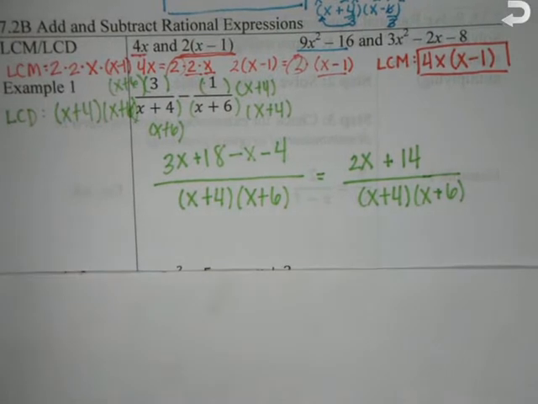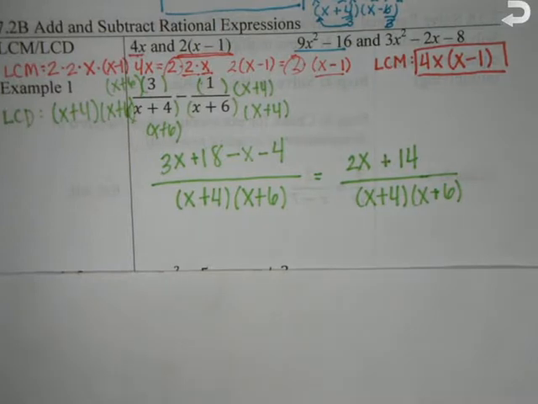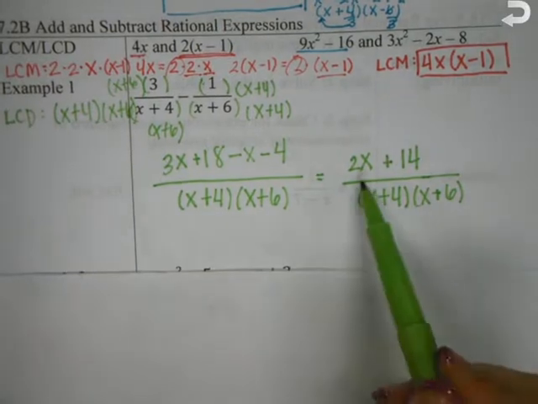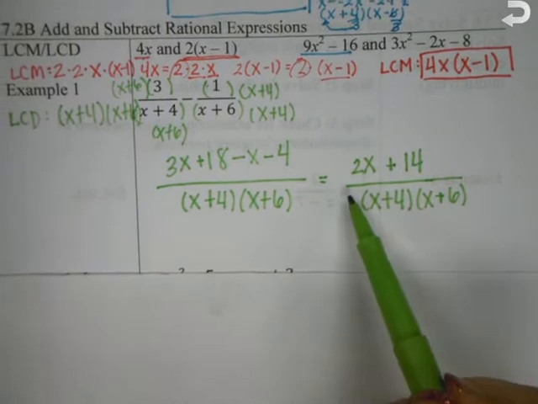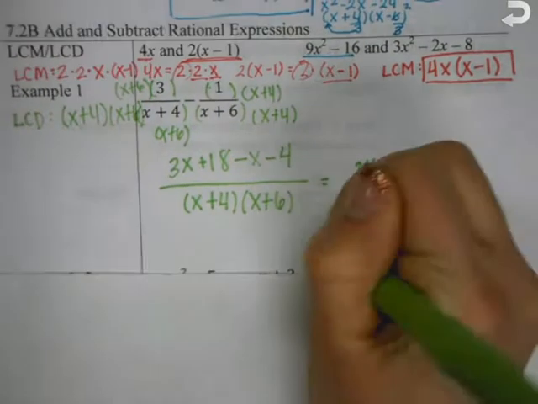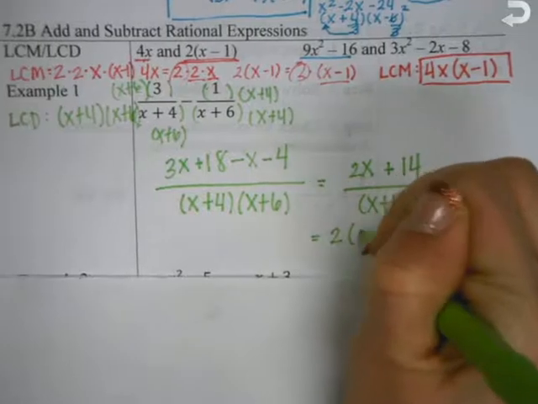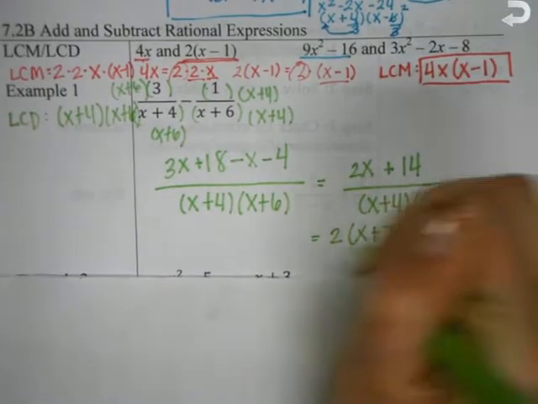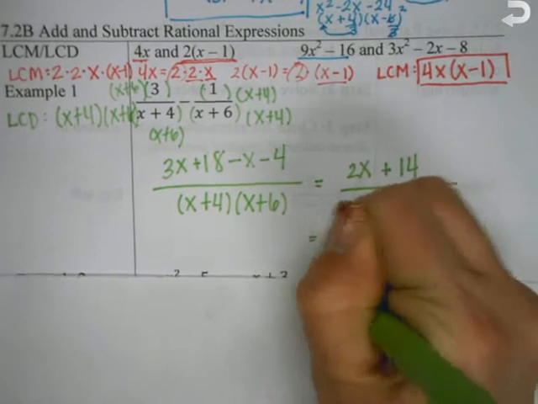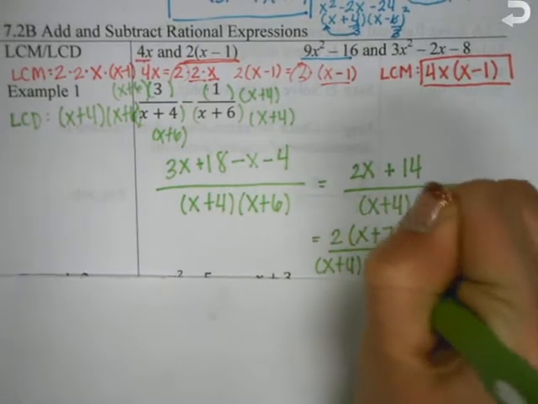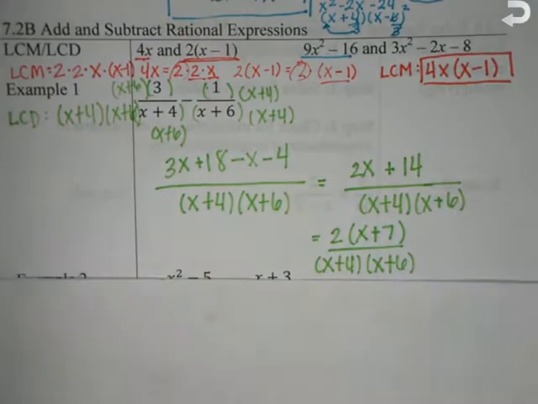Okay. Now, are we simplified all the way? No. We have a GCF up here, right? So let's factor out the 2 just in case something might cancel. So we would have 2 times x plus 7 over x plus 4, x plus 6. Does anything cancel there? No, so this is our answer.